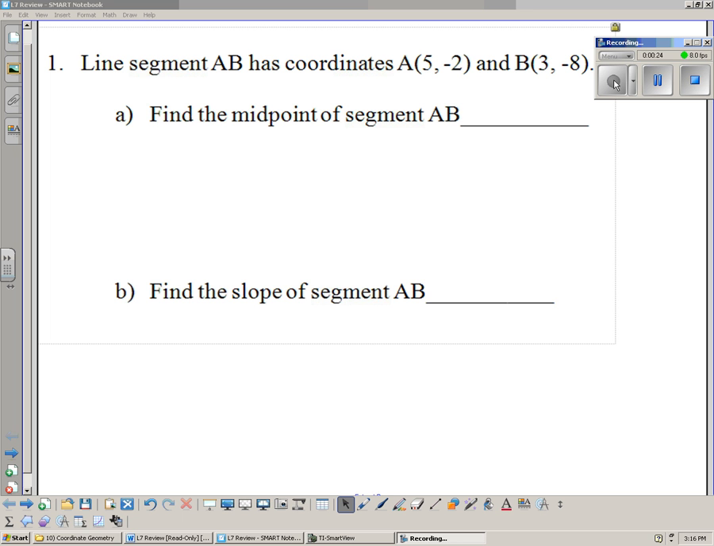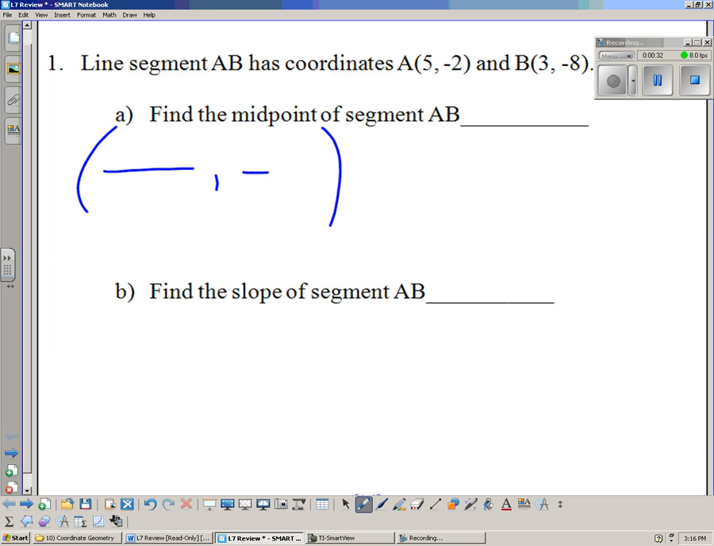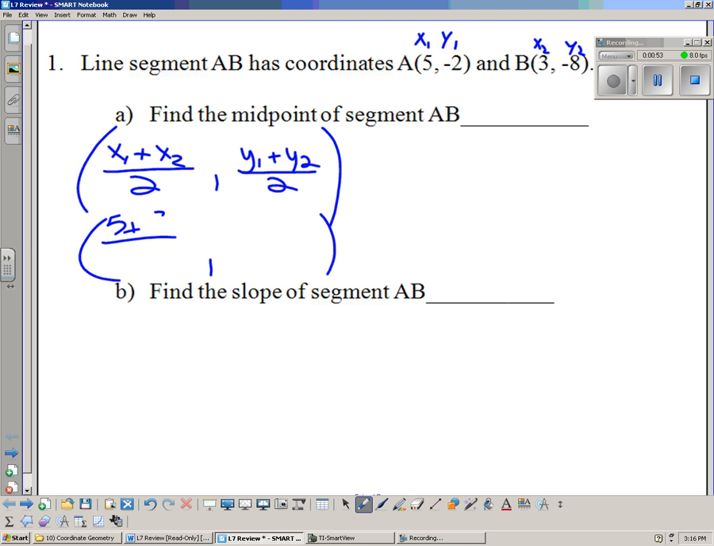So firstly, it says line segment AB has those coordinates. We'd like to find the midpoint. Well, you need to know your formulas. So your midpoint formula is just your average of your x's and your average of your y's, otherwise known as x1 plus x2 over 2 and y1 plus y2 over 2. I would literally label x1, y1, x2, y2, and then you can plug in. So x1 is 5 plus x2 is 3 over 2, and y1 plus y2 is negative 2 plus negative 8 over 2. And 5 plus 3 is 8, divided by 2 is 4.